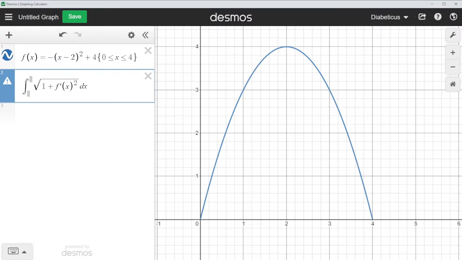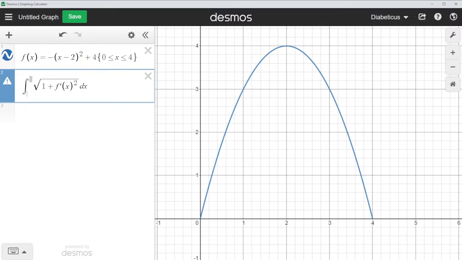It's this one. It's the integral of something, square root of 1 plus f'(x) squared dx. And then you just define the bounds, so it's from 0 to 4.